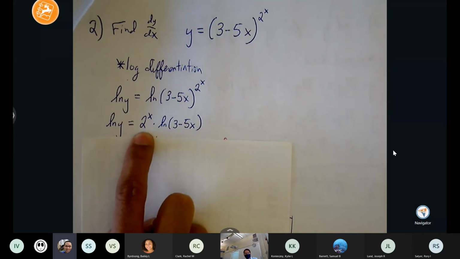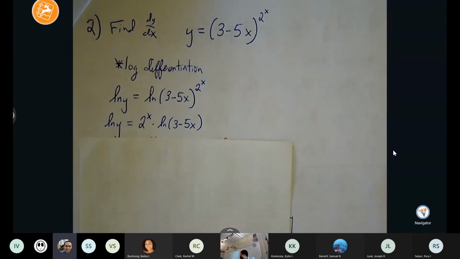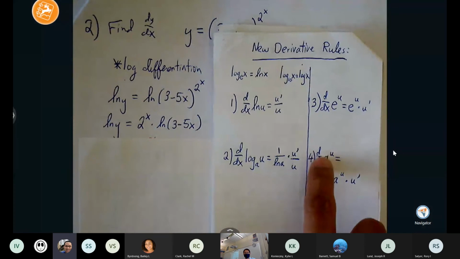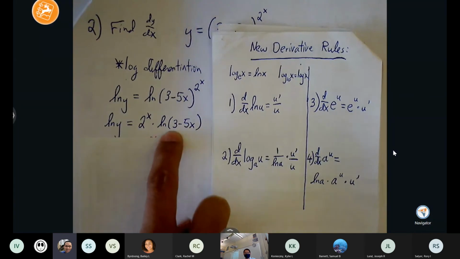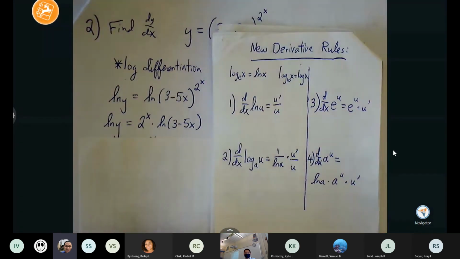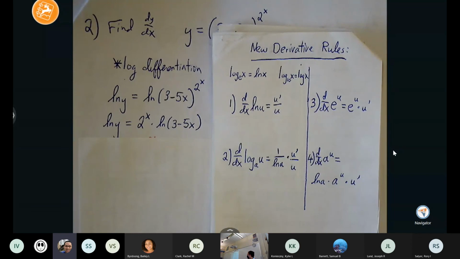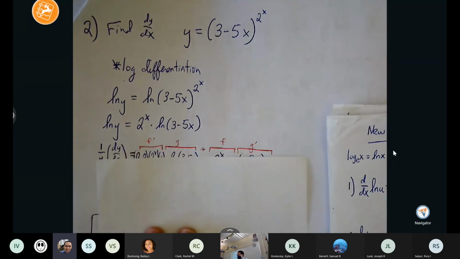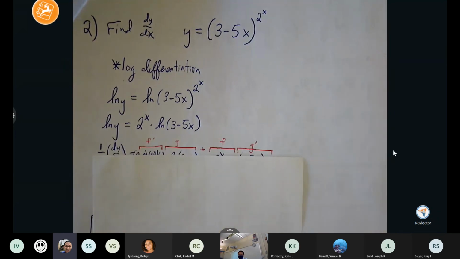This is base a to the u. This is natural log of u. So you have to use the rules right. This is rule number 4. And natural log parentheses, that's rule number 1. Left side is 1 over y dy dx. And the right side, we're going to start our process, product rule, right?